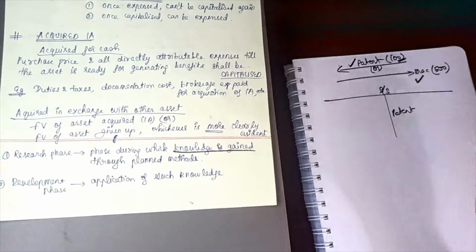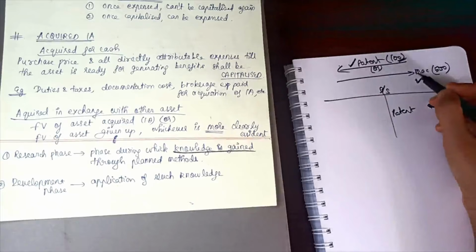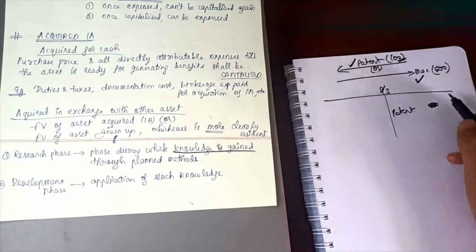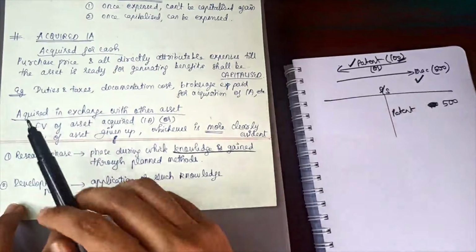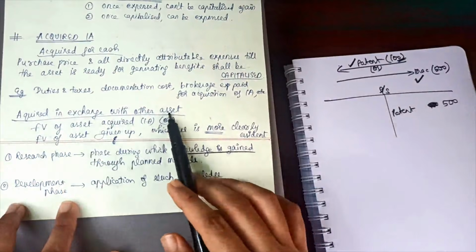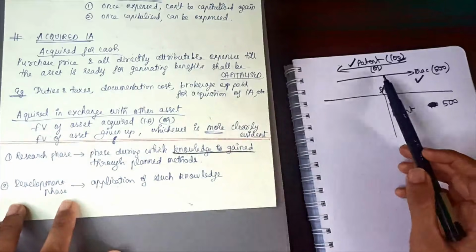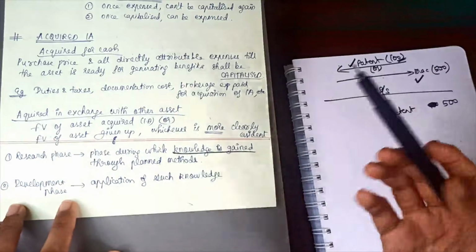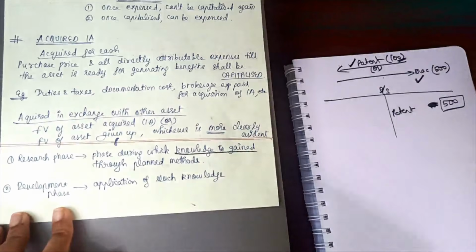Suppose you have more evidence that this 100 rupees of patent is correct, then you have to record the patent for 100 rupees in your books. If, suppose, you have more evidence that the machinery value of 500 is correct, then you have to record the patent for 500 rupees in your balance sheet. So that is what they say here, acquired in exchange for another asset. You have to take the fair value of the asset acquired or the fair value of the asset given up, whichever is more clearly evident, and record it in your balance sheet. Okay, so this is about this topic.